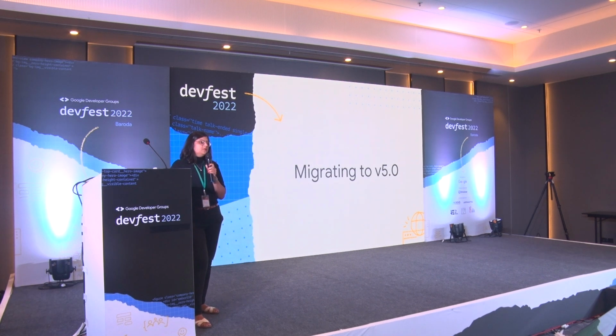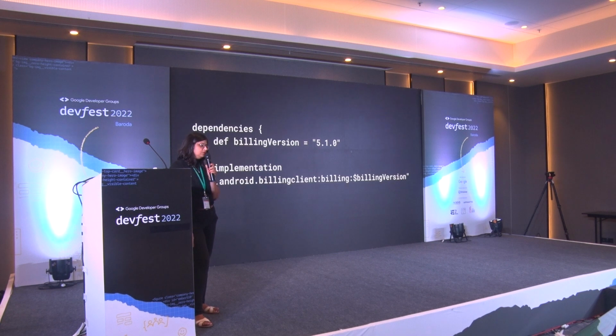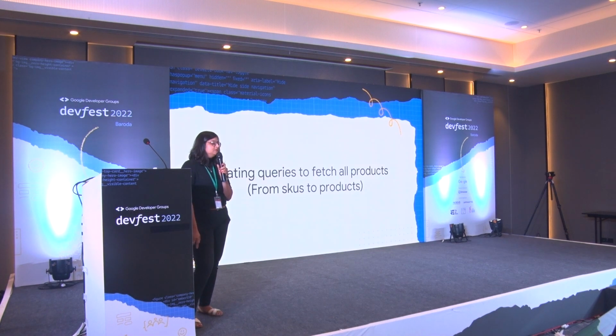So, migrating to version 5.0: how the APIs looked before 5.0 and how the APIs look now after 5.0. First things first, you need to upgrade to version 5.1.0, that is the newest version of the billing library.